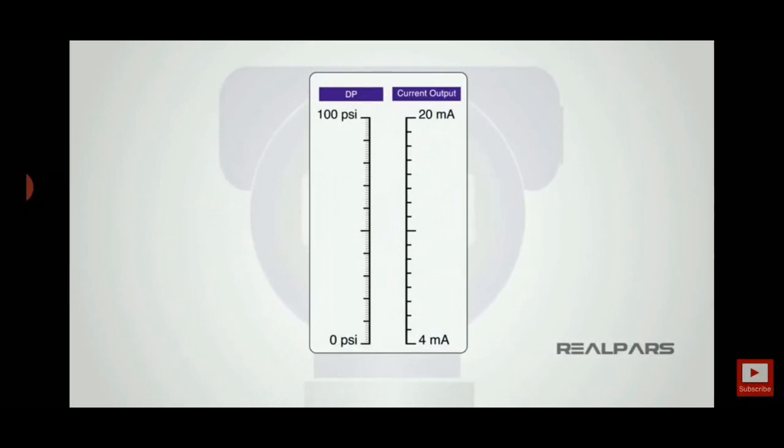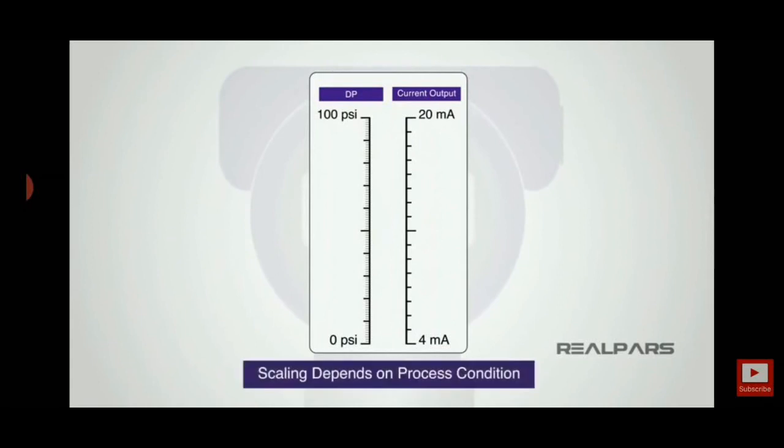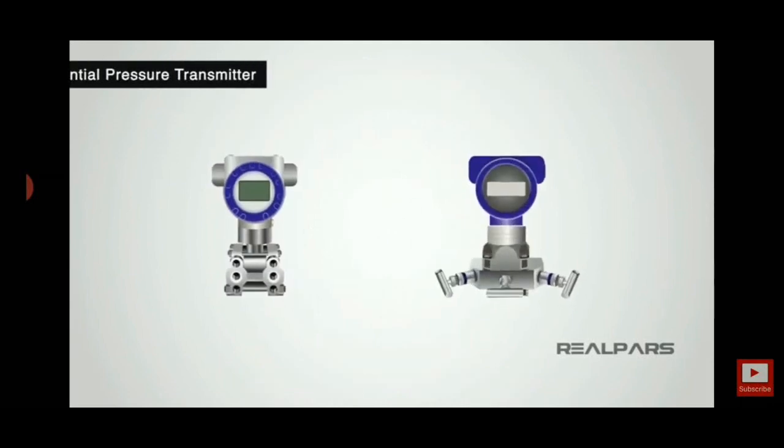So these two things are linearly relatable. Scaling depends upon the process condition as it is shown here. Suppose from 0 to 100 psi is the range of the differential pressure. For that, the 4 to 20 milliampere current signal is scaled such that it is linear throughout the measurement. Suppose for 50 psi it should show 12 milliampere. Likewise it is calibrated and we will get the output as a 4 to 20 milliampere current signal. This is the scaled output which is linear, right?